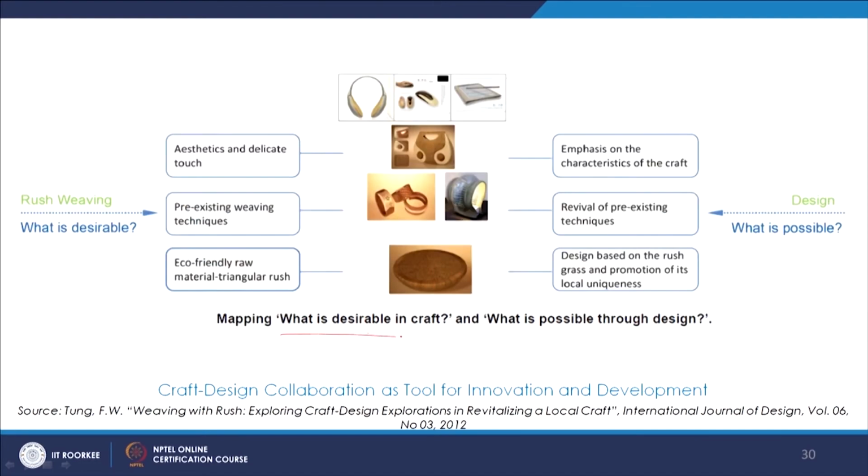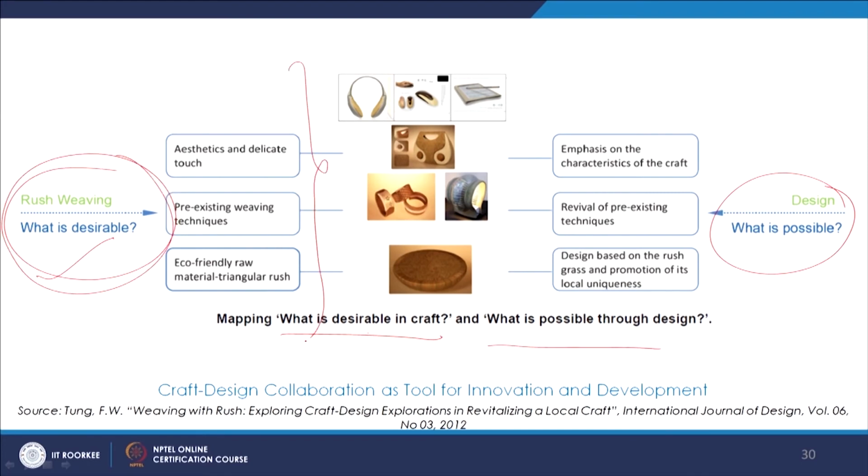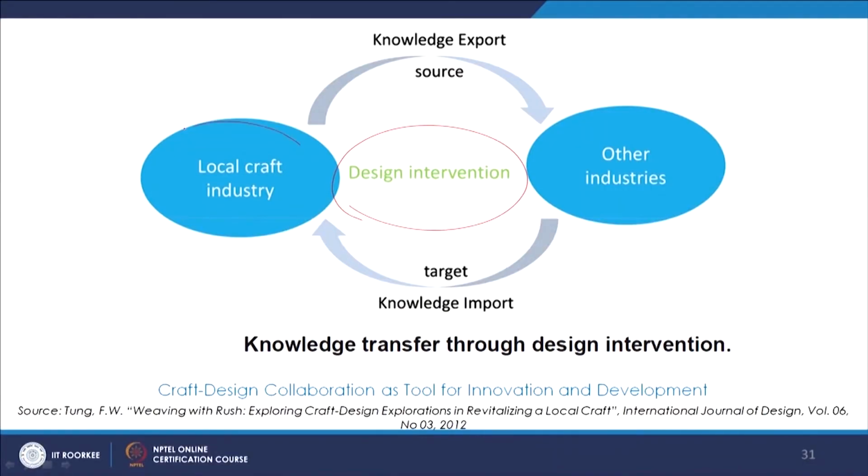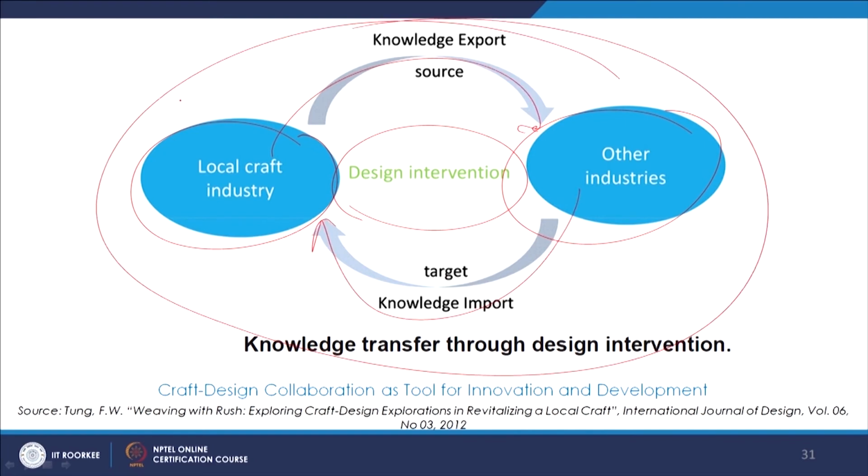Mapping what is desirable in craft and what is possible through design, that's an important approach. What is already desirable when we talk about the craft and the craft community: their pre-existing techniques, their knowledge of aesthetics and material culture, and their harmony with nature. And then what else design could provide: some revival to the pre-existing techniques, and through design, promotion of its local uniqueness but giving it a global approach. So here, in the design intervention, the local craft industry and other industries, there is knowledge export and knowledge import, and this shared collaboration results in interesting innovations.